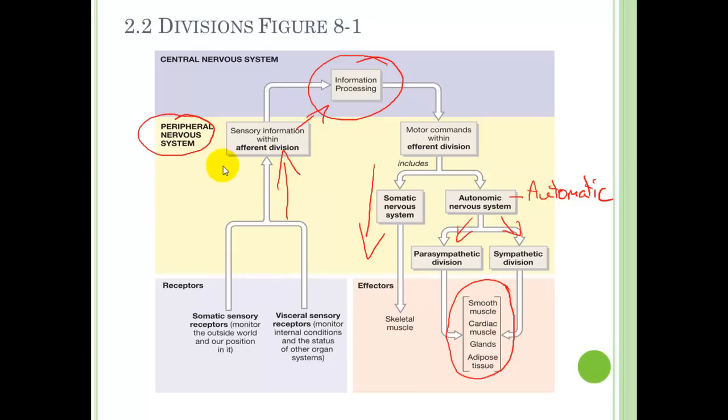Going back over here to the afferent side, we have receptors that pretty much receive information: somatic sensory receptors, and then visceral sensory receptors. The somatic version is pretty much touch. Is it hot? Is it cold? What does the texture feel like? So it gives a sensory input on any event. And then we have visceral sensory receptors, which monitor internal conditions like our organ systems, liver, heart, lungs, and so on.